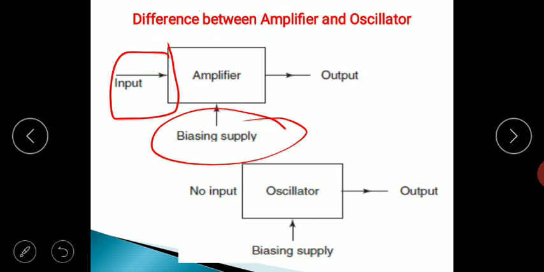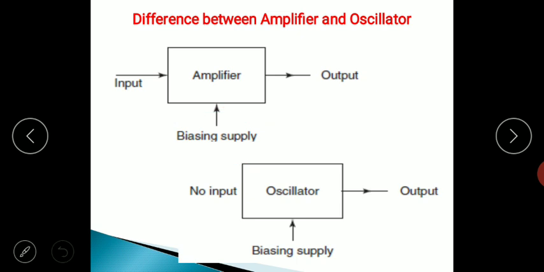But now if you see the block diagram of an oscillator, what is shown here? Again the biasing is a must, because here also we may use either a transistor or the operational amplifier. If you use a transistor, a single power supply is sufficient, and if you use the operational amplifier, then you may have to go for a dual power supply. So a biasing supply is a must in case of an oscillator also.